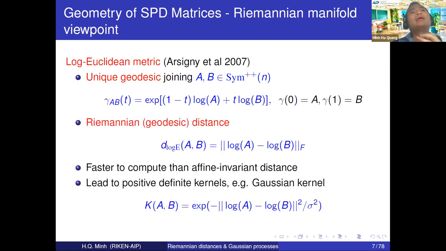Another one is a simple one, the log-Euclidean metric. This is a simple Riemannian metric, and it also has a unique geodesic joining A and B.